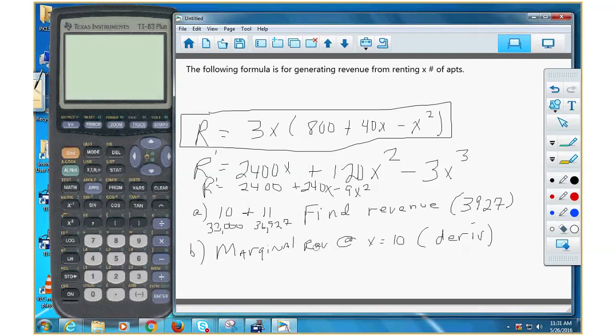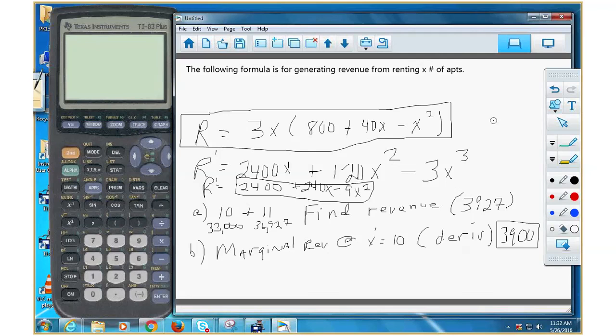Now, what's the marginal revenue at x equal to 10? In other words, if you plug 10 into your derivative, you're going to get 2,400 plus 2,400 is 4,800 minus 900, which is 3,700 or 3,900? 3,900. Now, I did it a different way. I just put both equations into y, and then went to bars, y1, put in 10. Yeah, you can do that.